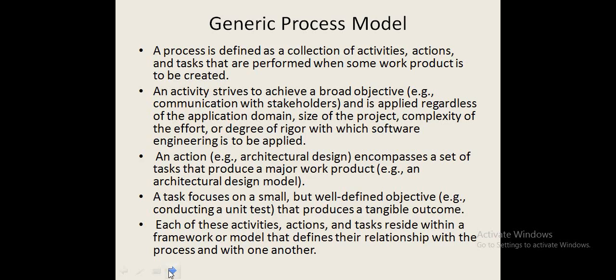So a process can be defined as a collection of activities, actions and tasks that are performed in order to develop software. This is known as a general process model. Each of these activities, actions and tasks reside within a framework or model that defines their relationship with the process and with one another. All these are collected together and we call them a framework or model. We'll see what the different models are.